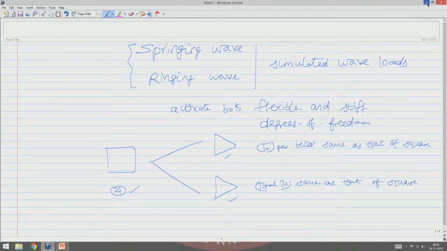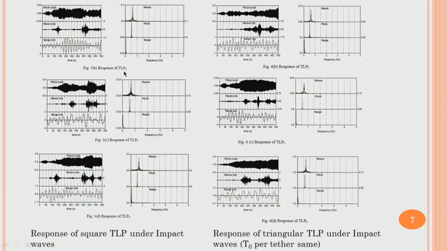Now, let us look at the responses. Please look at the screen now, you will find the response of equivalent TLP 2, 3 and 4: pitch, heave and surge time history and the corresponding power spectral density functions of heave, pitch and surge. I am sorry for the order, but one can easily relate. Similarly, for these 3 degrees of freedom for TLP 3 and TLP 4. One can also look at the response comparison of a square TLP under impact waves with that of an equivalent triangular TLP under an impact wave. The equivalency of these results is arrived at by keeping T0 per tether the same between the triangular TLPs and the equivalent square TLP.